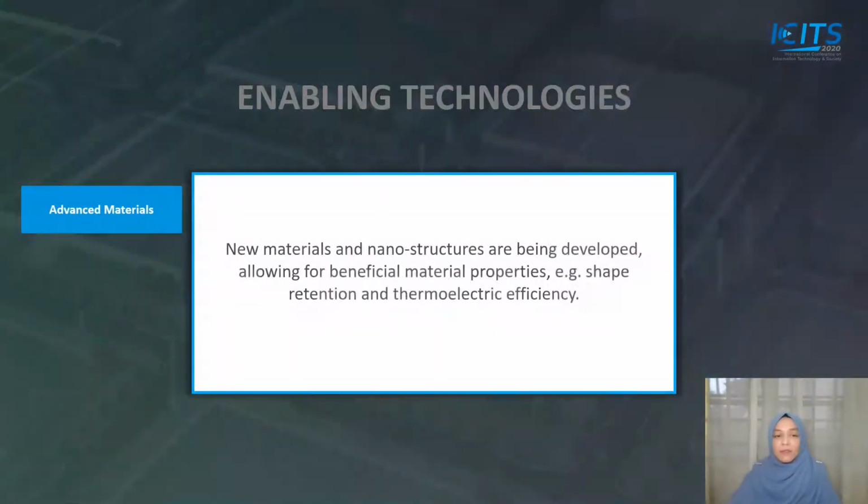Next is advanced materials. New materials and nanostructures are being developed, allowing for beneficial material properties, for example, shape retention and thermoelectric efficiency. Together with additive manufacturing technologies, it will allow for massive customization and development of products that were not possible until now.